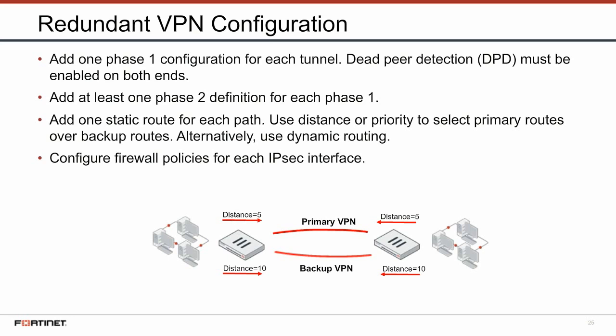Third, because these are route-based VPNs, you must add at least one static route for each VPN. Routes for the primary VPN must have a smaller distance or smaller priority than the backup. This causes FortiGate to use the primary VPN while it's available. If the primary VPN fails, then FortiGate automatically uses the backup route. Alternatively, you could use a dynamic routing protocol, such as OSPF or BGP. Finally, configure firewall policies to allow traffic through both the primary and the backup VPNs.